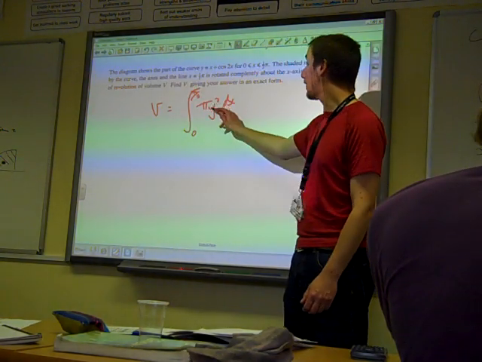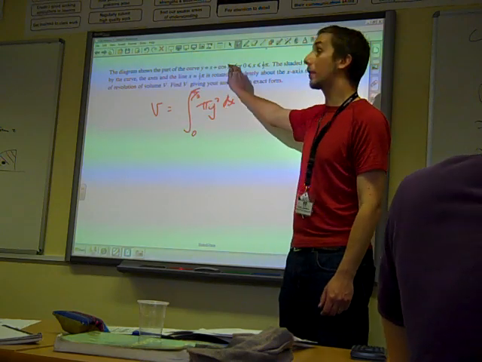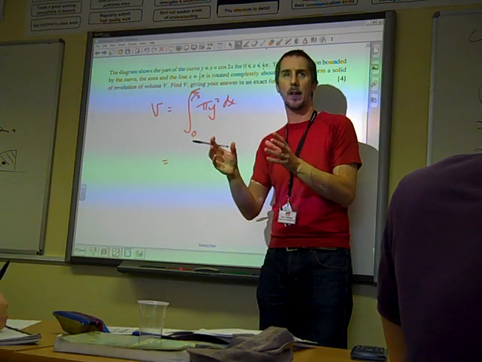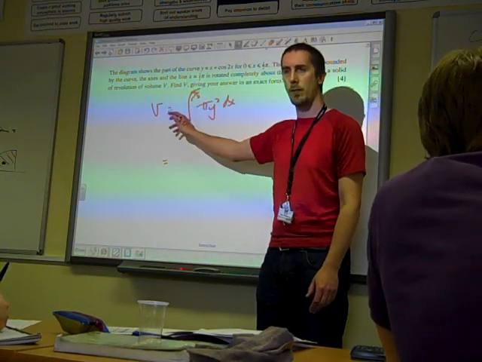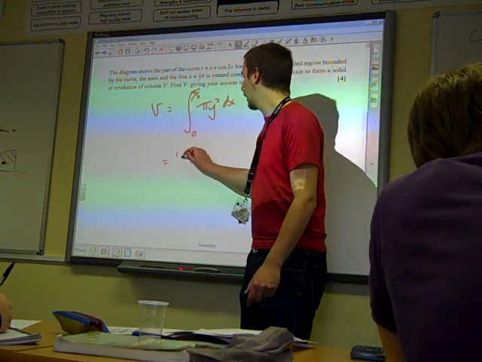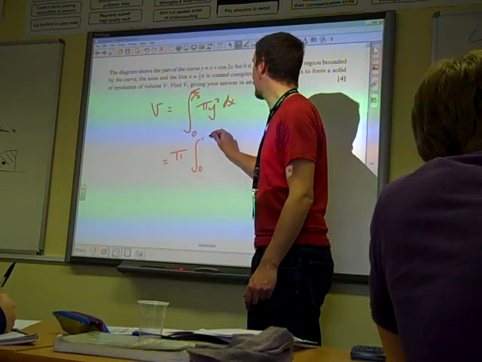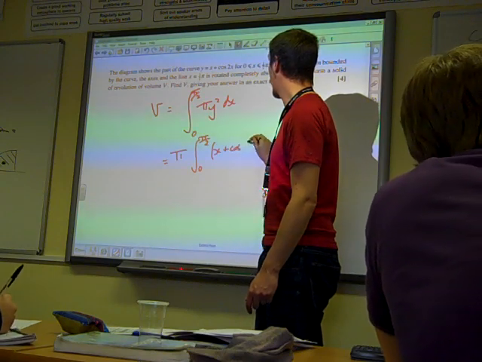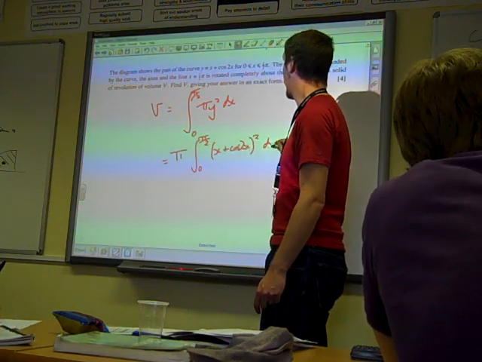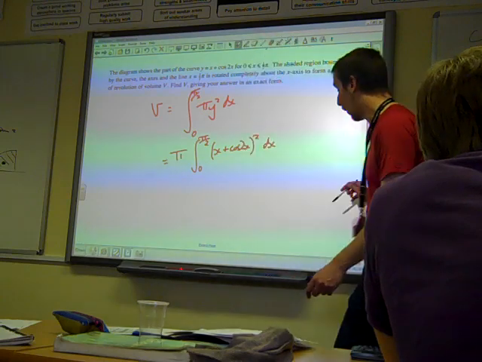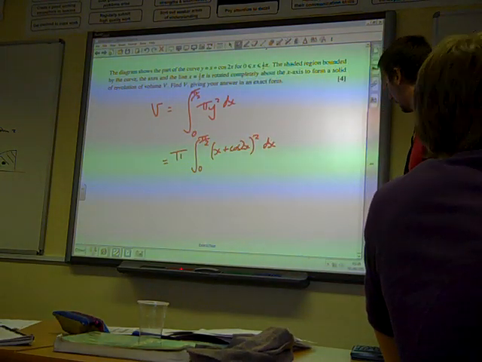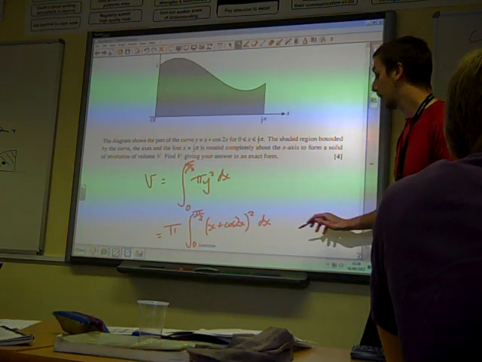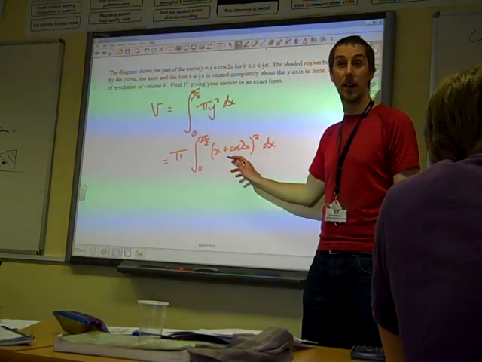And y squared is what you get if you square that. Remember, this depends on who taught you this, but you can take the pi in front of the integral sign. So this is pi times the integral from 0 to pi by 2 of (x plus cos 2x) squared dx. Well, hang on. Where have we seen that before? That was part 1. That was what we just integrated. And so we know the answer to that.